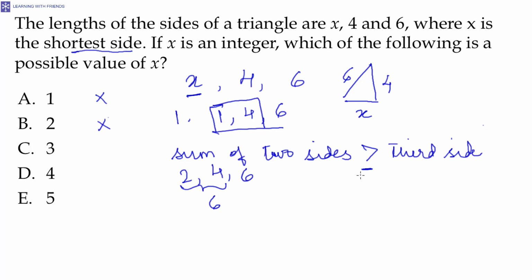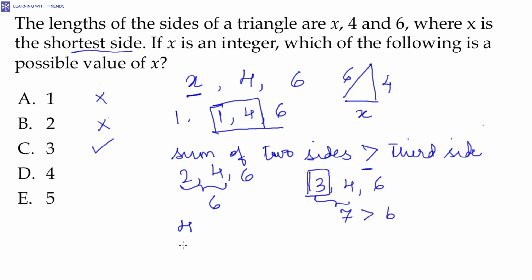Let's look at 3. Now if my triangle was 3, 4 and 6, now here 4 plus 3 is 7, which is certainly greater than 6. So that condition is satisfied. Also, if x is 3, then 3 will be the shortest side of this triangle, because 3 is less than both 4 and 6. So right now 3 looks like the best answer. So for now we can keep 3 as an answer. Let's also look at 4 and 5.